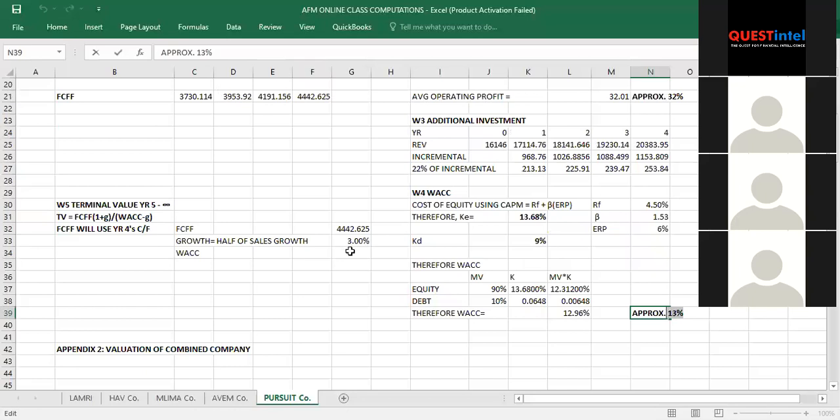Okay, so for once I'll just be lazy and just put the 13% there. I don't seem to have enough space there. Okay, so I think we have everything we need now. So our free cash flow to firm.